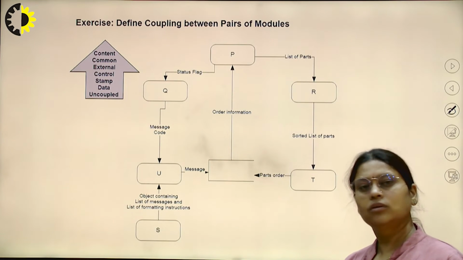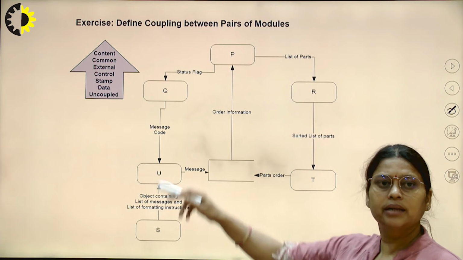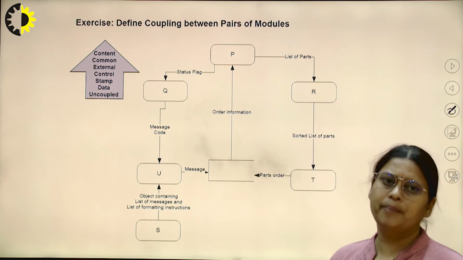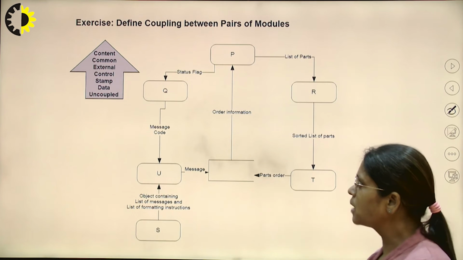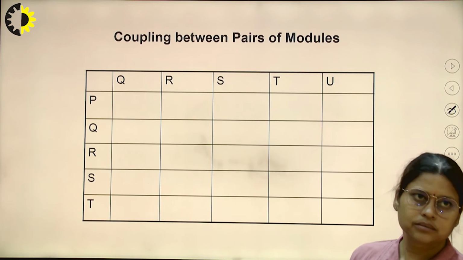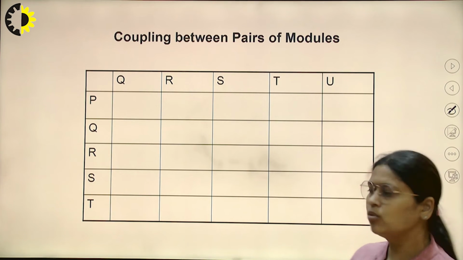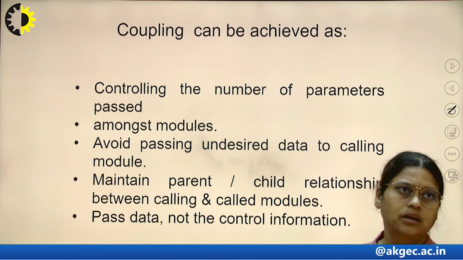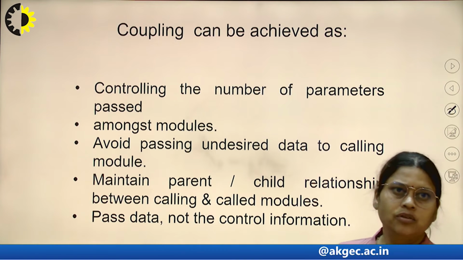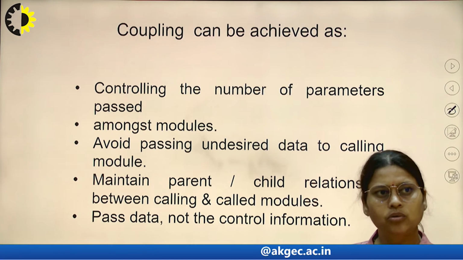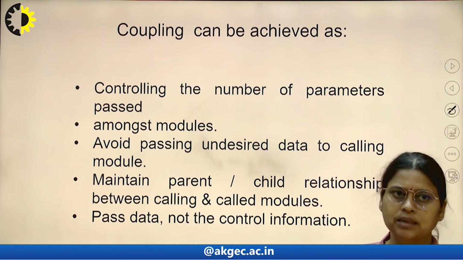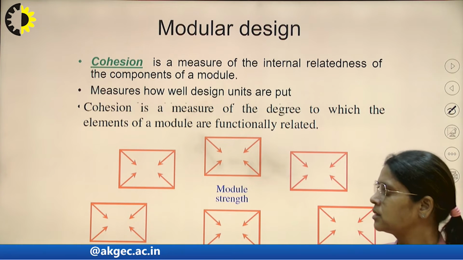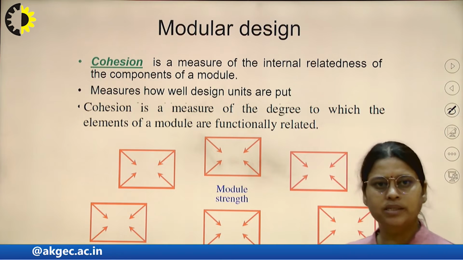Now, at the time of designing, we can show how the modules are to be coupled with each other. This is one example of coupling. We write in tabular form the dependency between two different modules. We have to show it here. Coupling can be achieved through parameters passed among the modules, and we have to avoid passing undesired data to calling modules. Now we come to the next dependency, which is called cohesion.